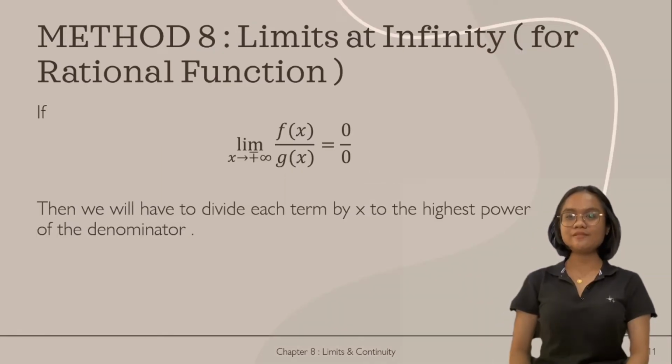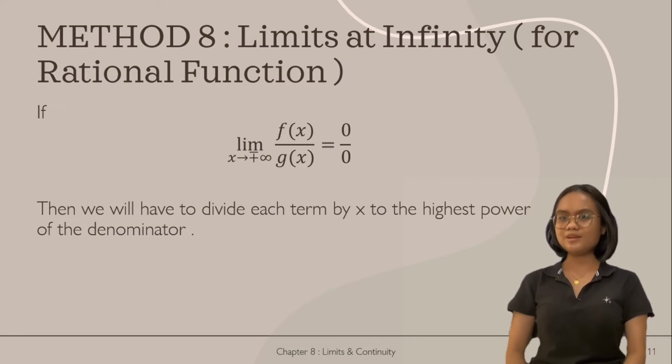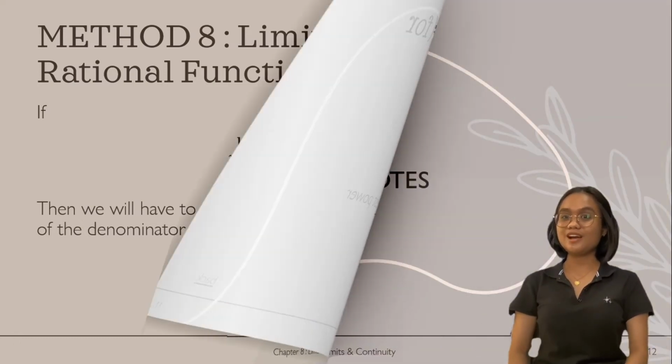Lastly, limit at infinity of rational function uses method 8 to find the limit. In method 8, if the limit is infinity over infinity, which is undefined, then we will have to divide each term by x to the highest power of the denominator, known as option 1, or we can factorize the highest degree, known as option 2, to find the limit. As for me, I would prefer option 2 to find the limit. How about you?